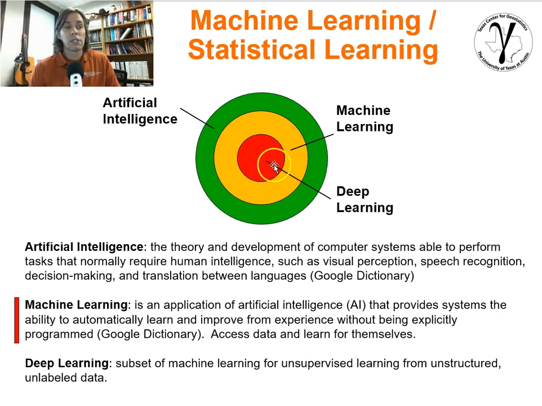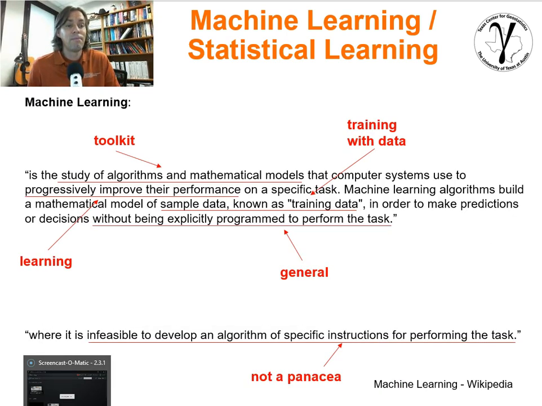Now, there's of course deep learning, which might be a subset of machine learning, and we talk about this as a subset of machine learning for unsupervised learning from unstructured, unlabeled data and so forth. And of course, there's many other types of terms and concepts, but I think this provides us a little bit of context, at least with regard to the concept of artificial intelligence, which has been around for a long time. I specifically like this definition from Wikipedia for machine learning, and let's just go through it.